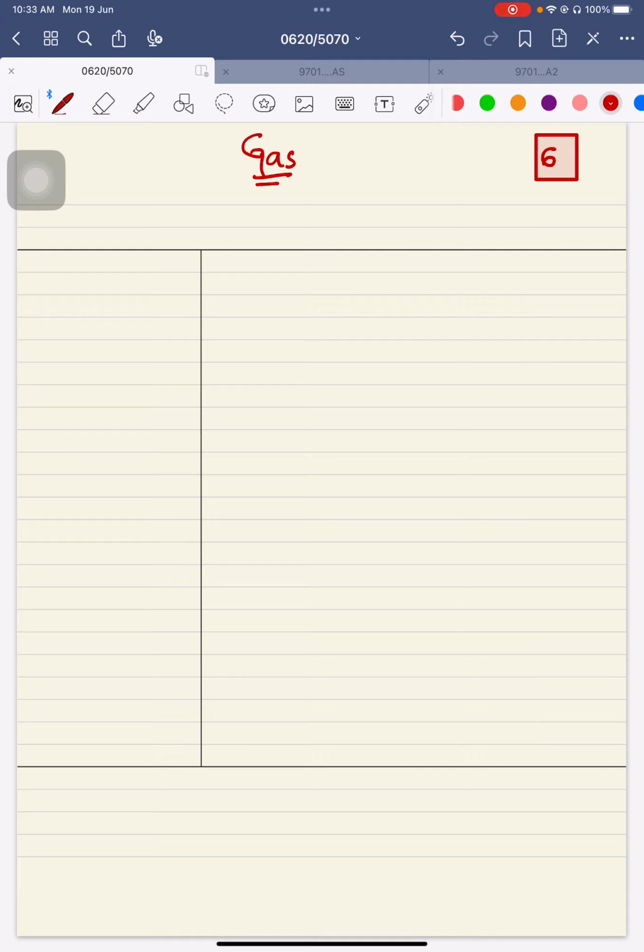78% nitrogen, 20 to 21% oxygen, 0.03% carbon dioxide. By the way, this percentage of carbon dioxide is not mentioned in your syllabus very clearly, but this is the percentage which I have told you. If you are memorizing the carbon dioxide percentage, well and good. If not, even then okay. But these two percentages, that is about nitrogen and oxygen, should be in your mind.